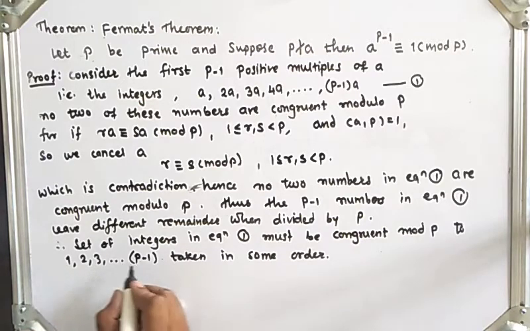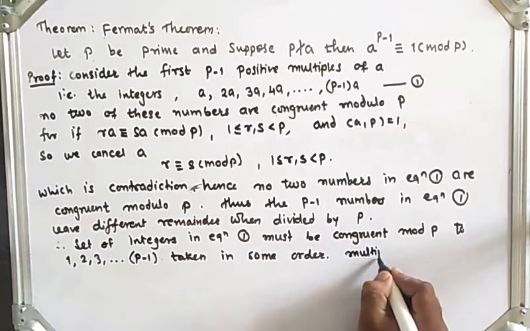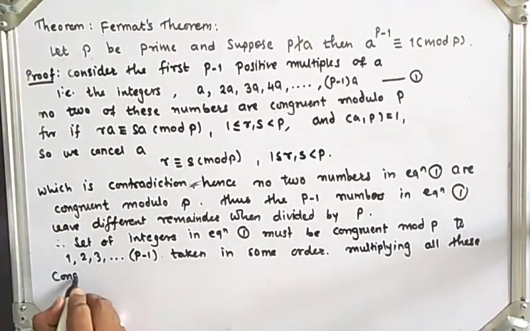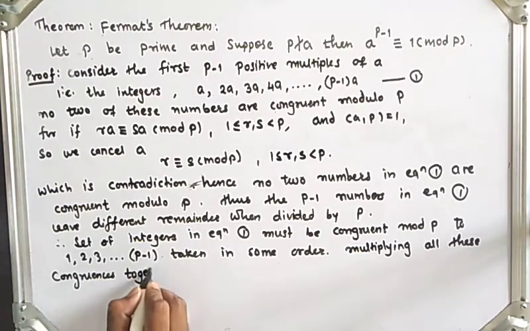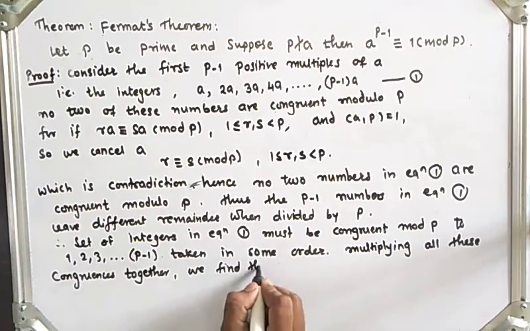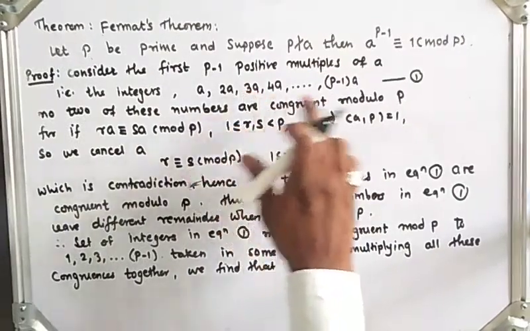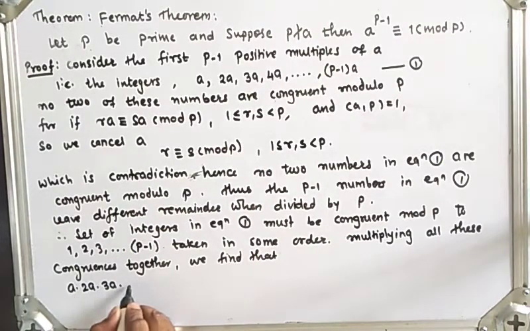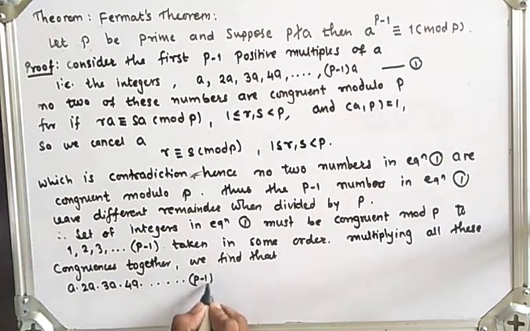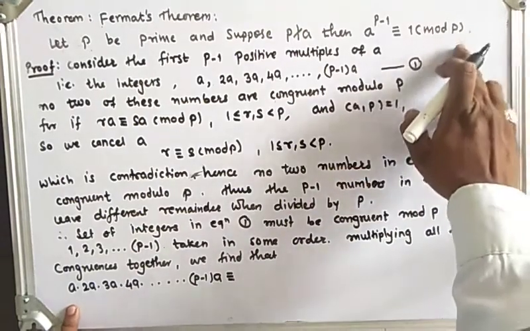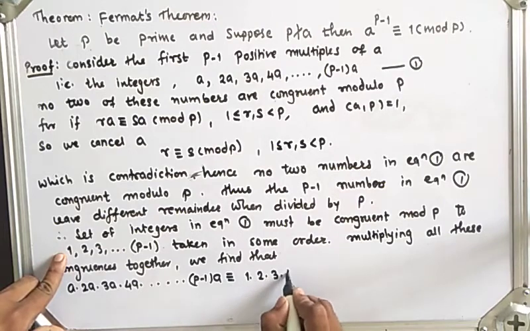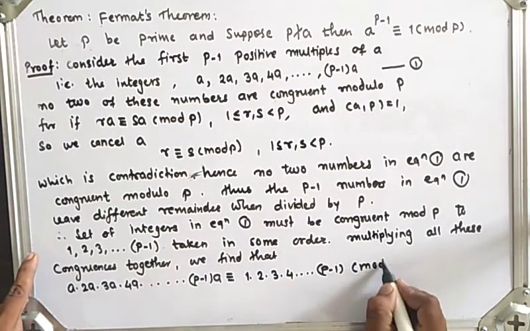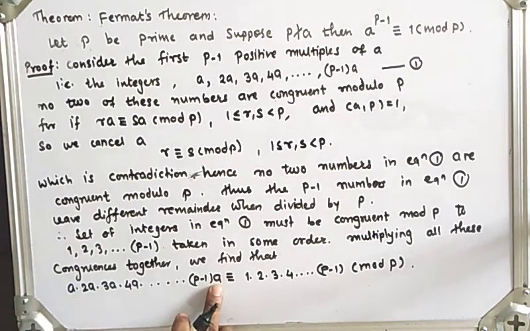So multiplying all these congruences together, we find that a into 2a into 3a into 4a up to p minus 1 into a is congruent to 1 into 2 into 3 into 4 up to p minus 1, the numbers in some order, when divided by p. So here a is multiplied p minus 1 times, right?